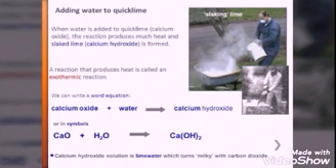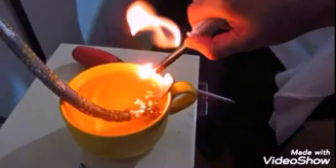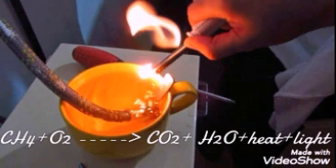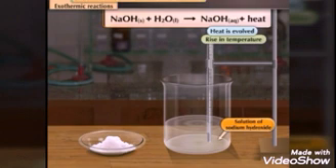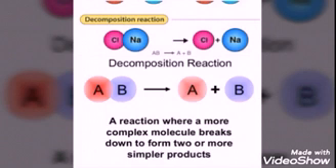Even the reaction of quicklime with water also releases heat. Burning of fuels like coal, petroleum and LPG, burning of natural gas methane and dilution of sodium hydroxide in water release a lot of heat energy. So these combination reactions are also called exothermic reactions. Combination reactions are also referred to as synthesis reactions. Other examples are formation of water, formation of sodium chloride, photosynthesis reaction, where two reactants combine together to form a new product. The second type of chemical reaction is decomposition reaction.